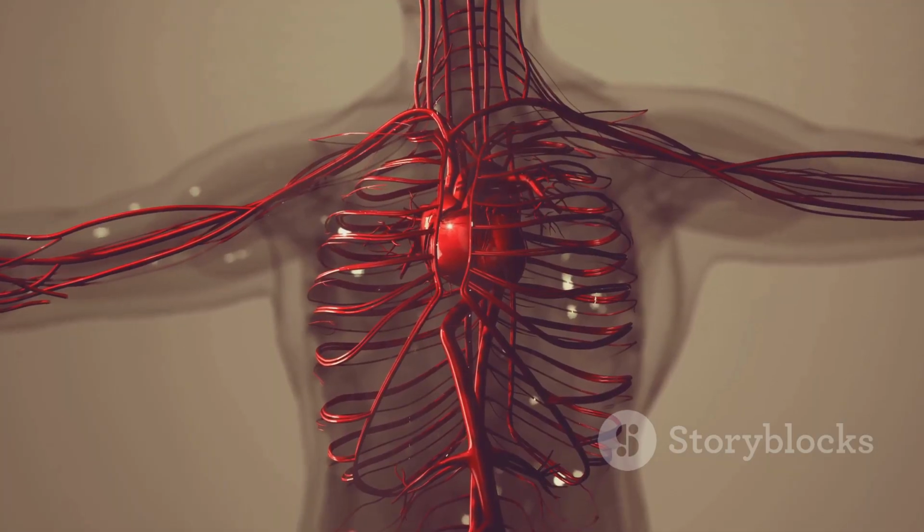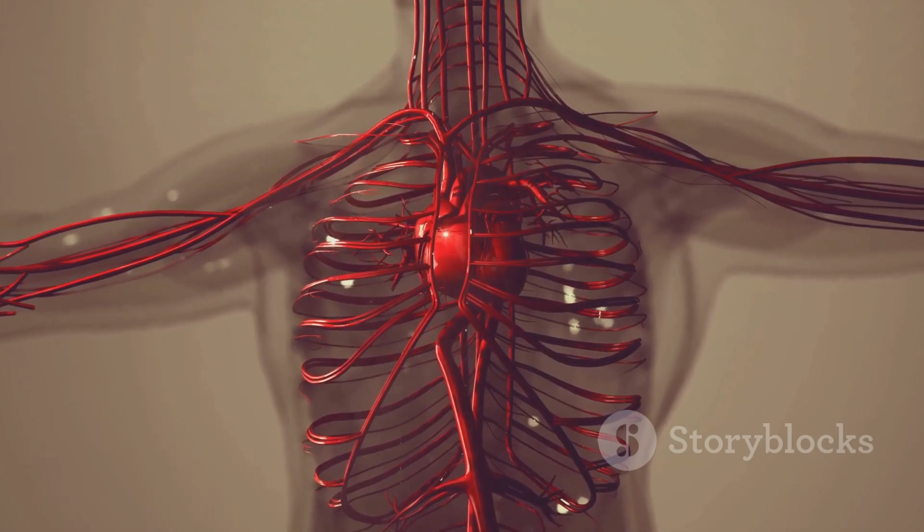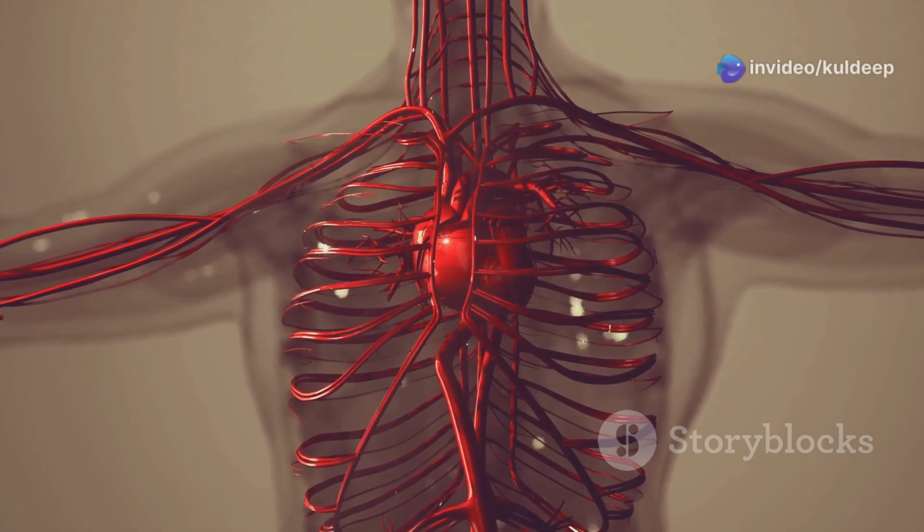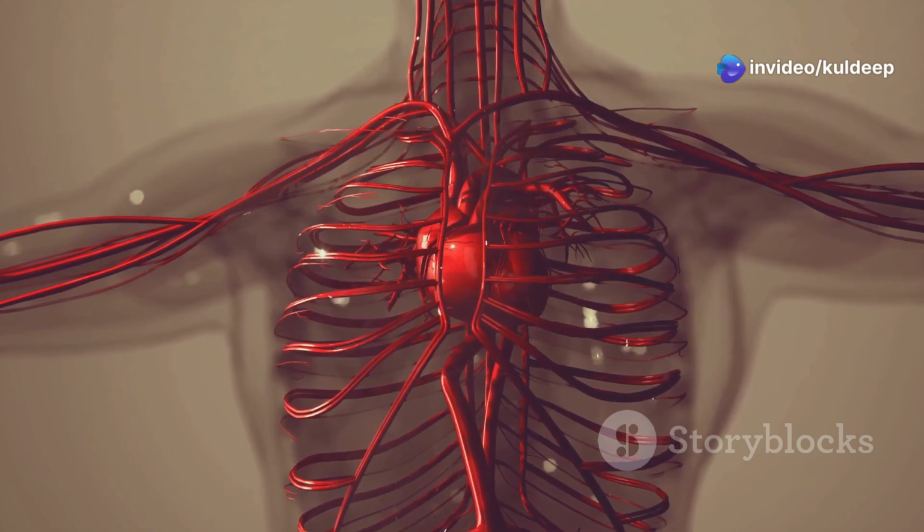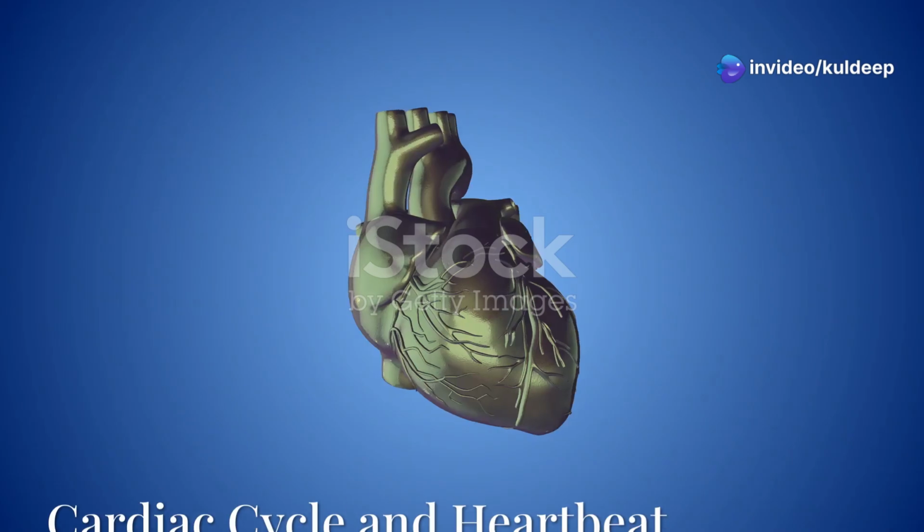This efficient system is called double circulation, ensuring that oxygen-rich and oxygen-poor blood are kept separate, optimizing the body's oxygen supply.